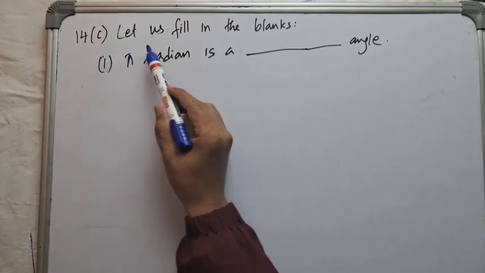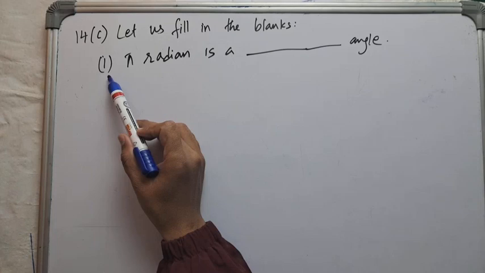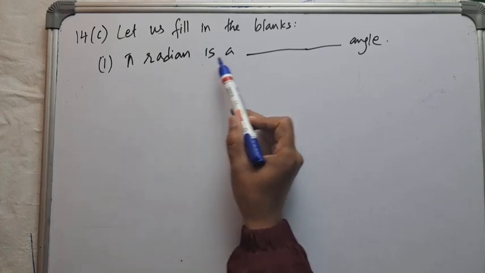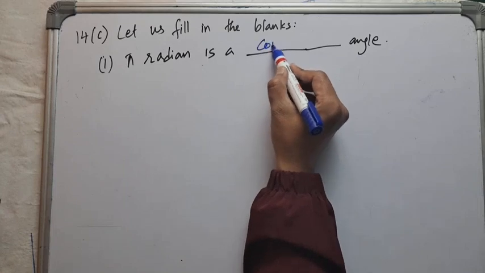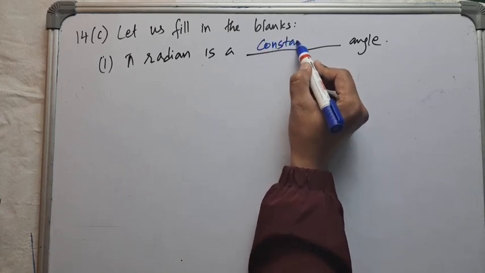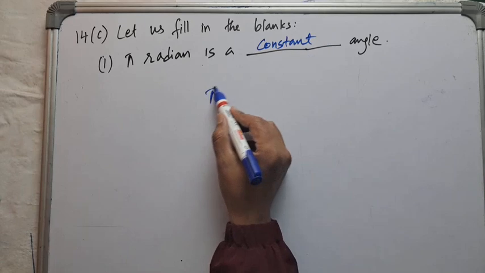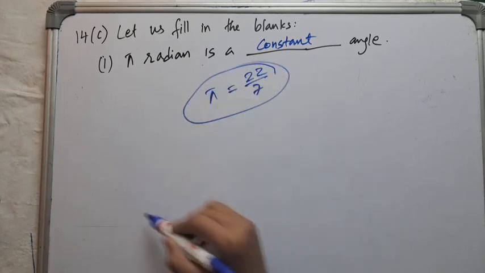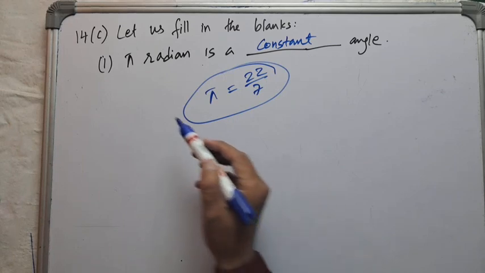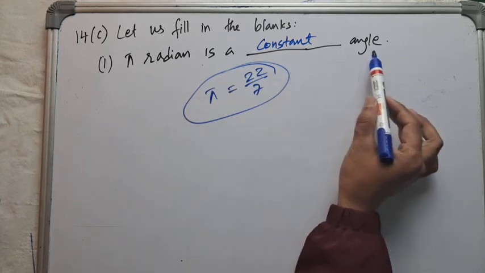Question number 14C. Let us fill in the blanks. Question number 1 of 14C. Pi radian is a dash angle. So pi radian is a constant angle. The value of pi is 22 upon 7, and this value does not change. It remains constant forever. So pi radian is a constant angle.